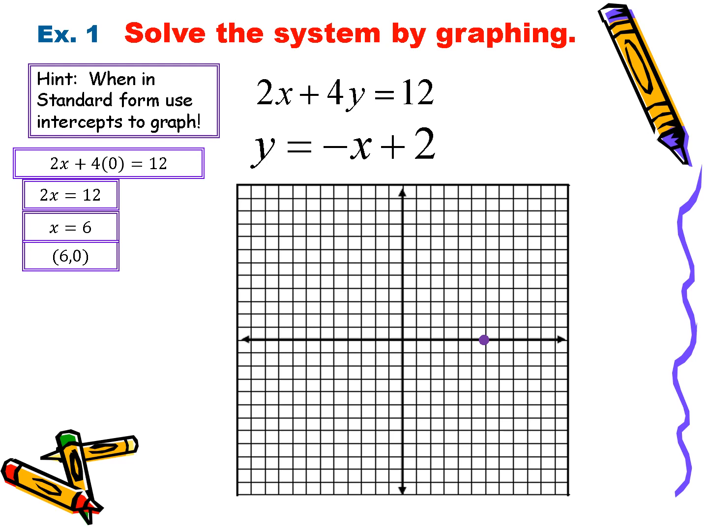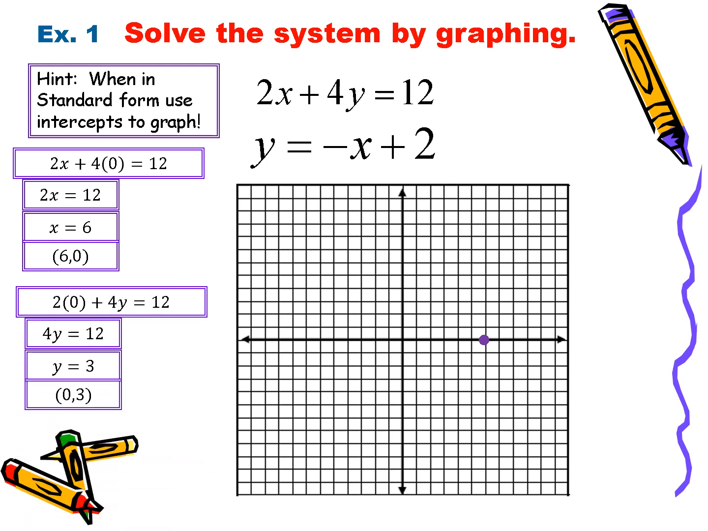Now for the y-intercept. For the y-intercept, I'm going to put x as 0. So that gives me 4y equals 12, y equals 3, which means my y-intercept is (0, 3). So now I connect the dots, and there's my line.